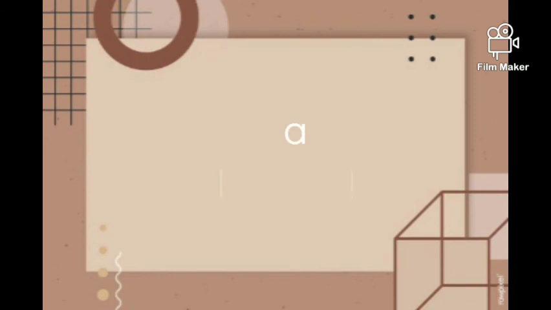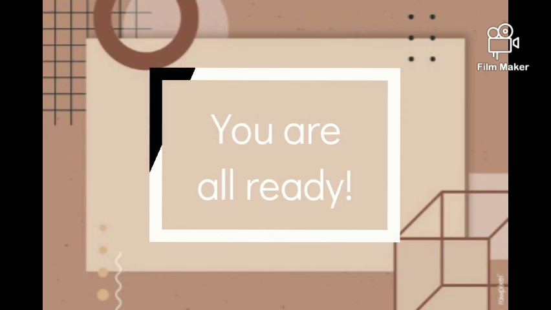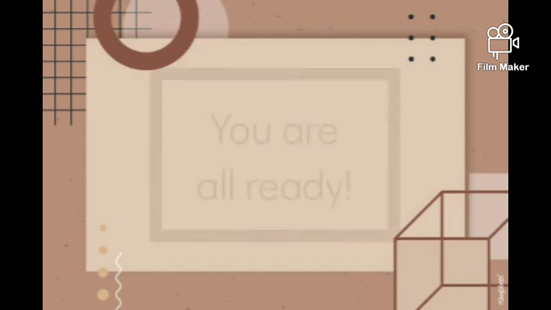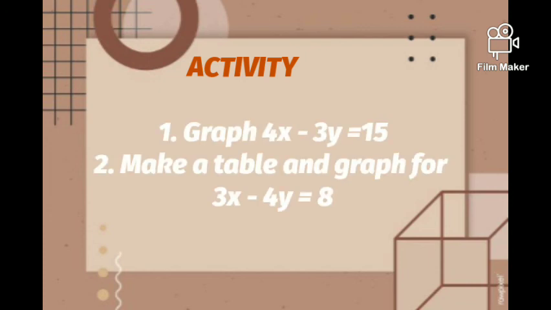So I think everyone is ready for this board activity. Get one whole sheet of paper and answer these equations on your own. And I need two representatives to go in the board to show their answer. These are the two equations that we need to answer. Number 1, graph 4x minus 3y equals 15. Number 2, make a table and graph for 3x minus 4y equals 8.